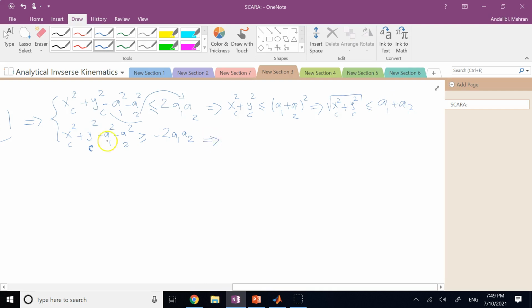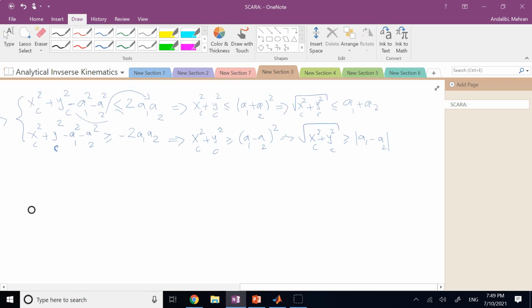And if you do the bottom one here and take these to the other side again, you will get xc squared plus yc squared is bigger than or equal to a1 minus a2, the whole thing squared, since this time it is negative. That means the distance to the origin is bigger than or equal to the absolute value of a1 minus a2. And these are exactly the conditions that we specified for having a unique or two solutions.